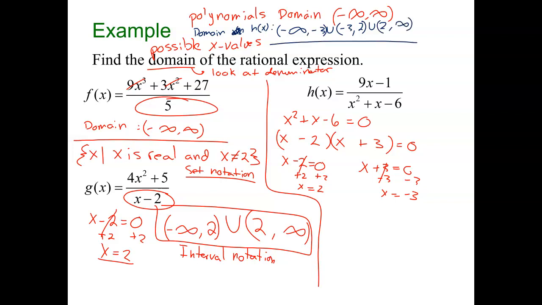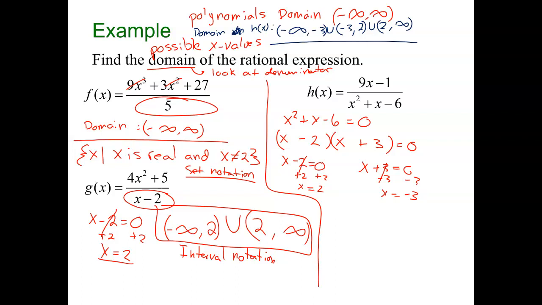So, negative infinity to negative 3. We're going to skip over negative 3, and then go from negative 3 to 2. We're going to skip over 2, and then continue off into infinity. If I wanted to do set notation, it would be very similar. It would be that x is real and x cannot equal 2 or negative 3. So the interval notation would be very similar. We're just changing that value that x cannot equal. And then our interval notation is going to have more unions as we add in more values to exclude.